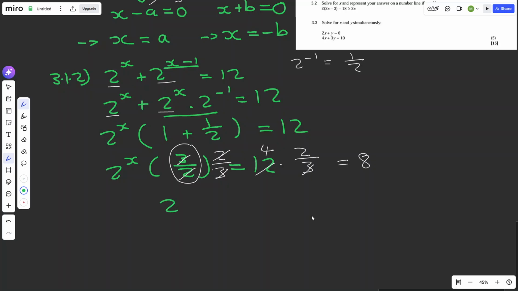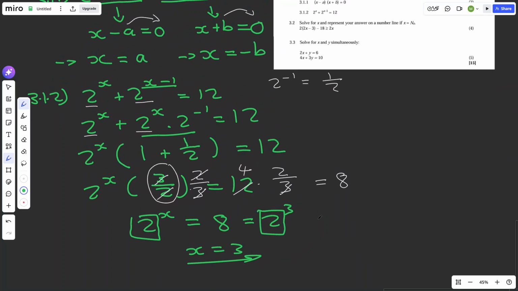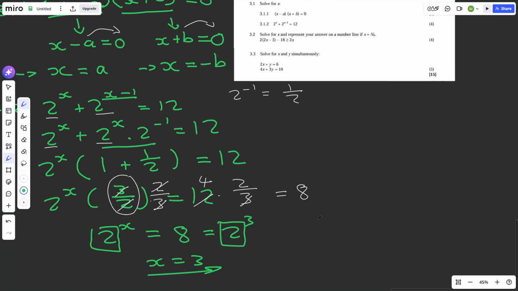So at the end, this is what we would have, right? 2 to the power of x is equal to 8. But the right hand side, we can write it as 2 to the power of 3. Since the bases are the same, we can just equate the exponents. So it's going to be x is equal to 3. And that is basically it. Test this answer out and see if we are correct. I'll leave that to you.